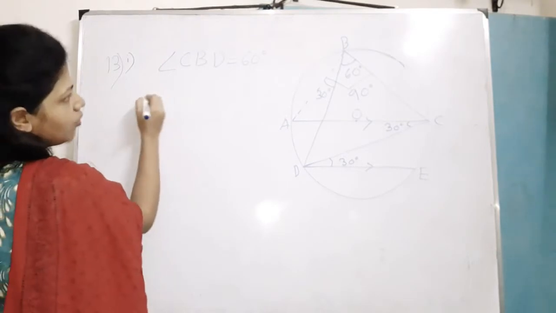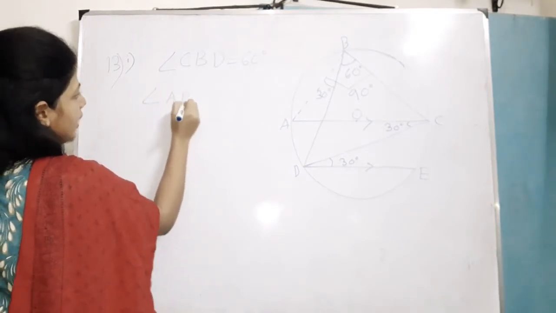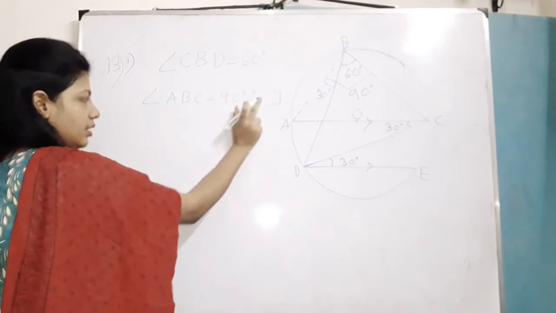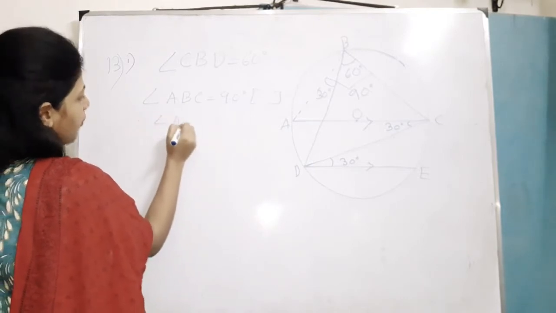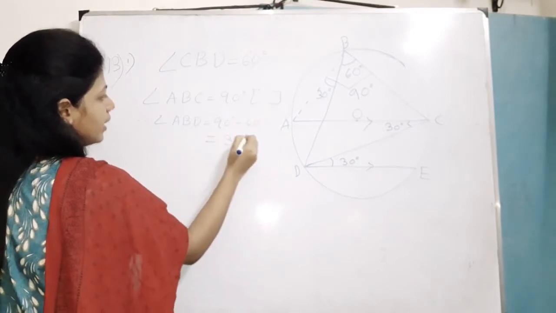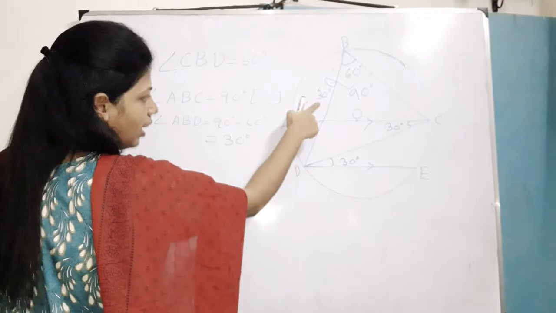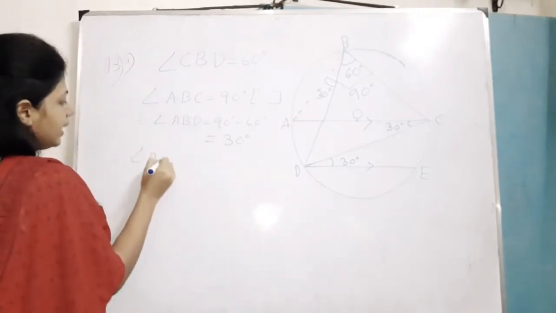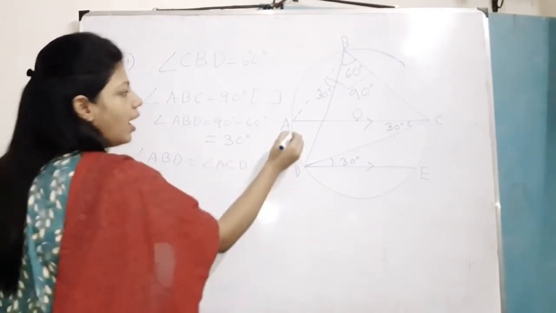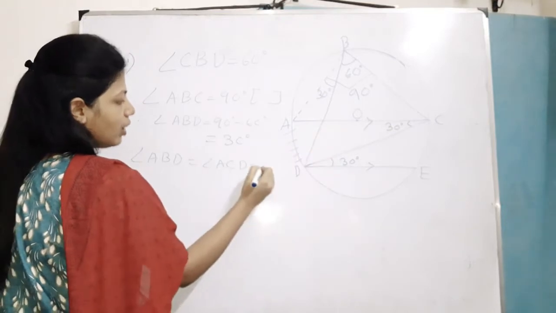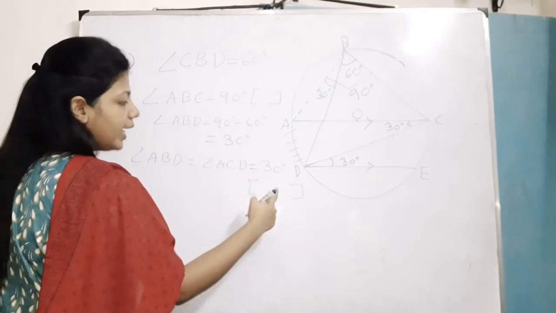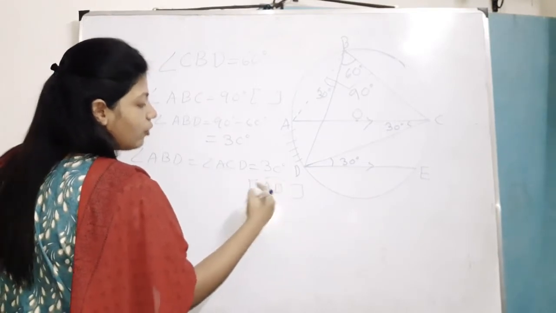So first I will write down angle ABC equals 90 degree. Here the reason you will write: semicircular angle is 90. Therefore angle ABD equals 90 minus 60, that will be 30 degree. So angle ABD equals 30 degree. Now angle ABD and angle ACD, both of them are lying on the same arc AD. That's why this one will be also 30 degree. Write down the reason here properly, that both of them are lying on the same arc AD. You will write in full.